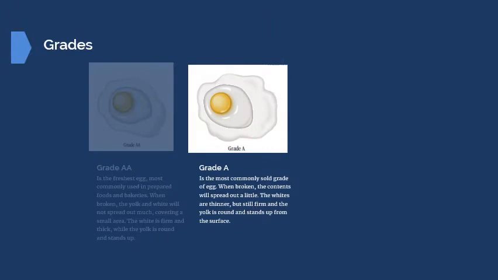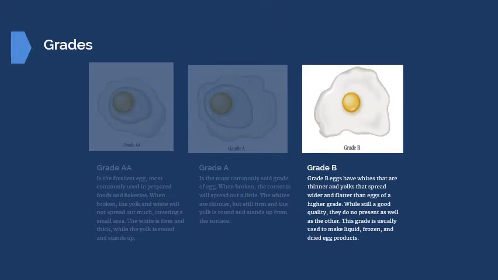Grade A is the most commonly sold egg and is often seen in grocery stores. When broken, the contents will spread out a little bit. The whites are thinner, but still firm, and the yolk is round and stands up from the surface. Grade B eggs have whites that are thinner and yolks that spread wider and flatter than eggs of a higher grade. While still a good quality, they don't present as well as others. This grade is usually used to make liquid, frozen, or dried egg products.